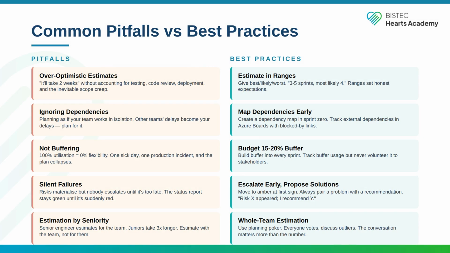Before moving to the assessment, let us consolidate the most important delivery lessons from today into 5 pitfalls and their solutions. Over-optimistic estimates. It will take 2 weeks, without accounting for testing, code review, deployment, integration, and the inevitable scope questions that emerge along the way. The solution is to estimate in ranges: best, likely, worst. 3 to 5 sprints, most likely 4. Ranges set honest expectations and give you room to manage.